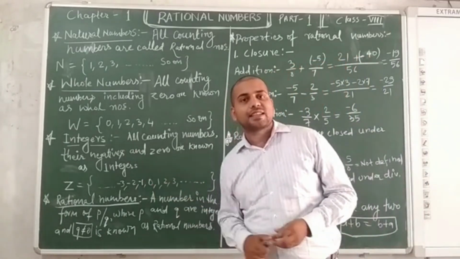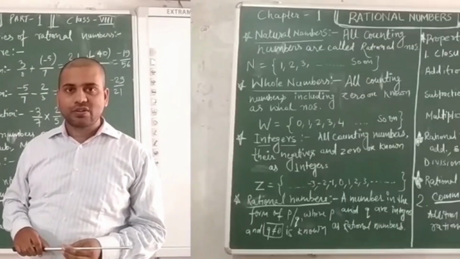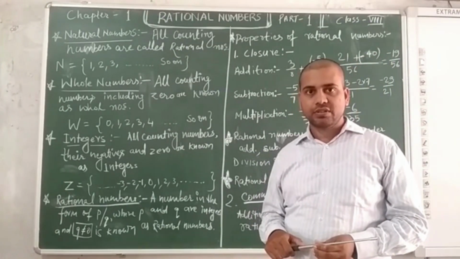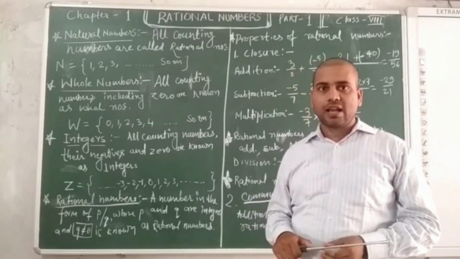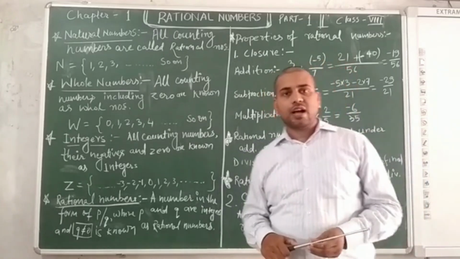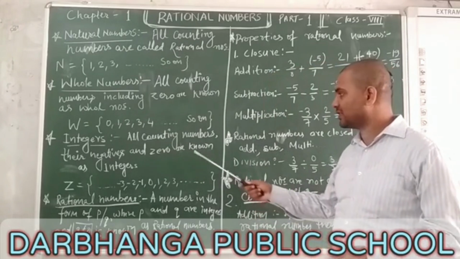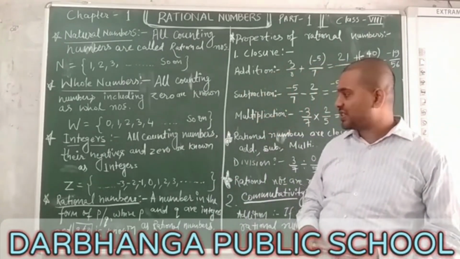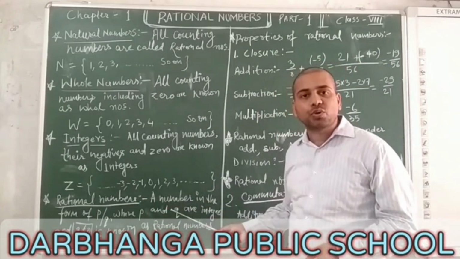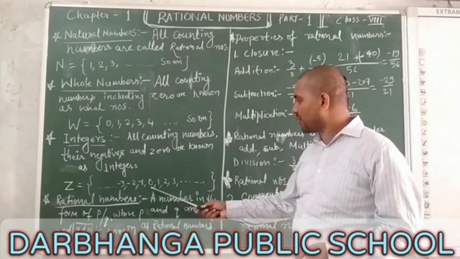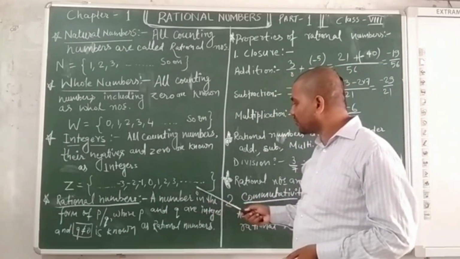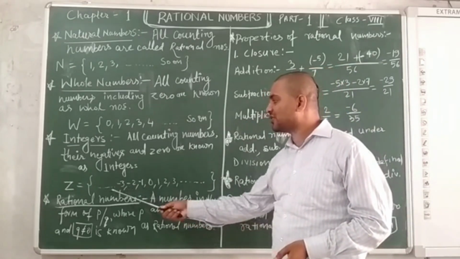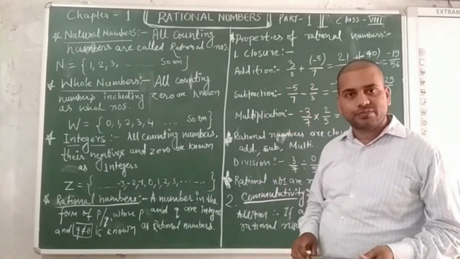Our next topic is integers. What are integers? All counting numbers, their negatives and 0 are known as integers, and it is represented by capital Z. The set of numbers is 0, 1, 2, 3, 4 and so on, and on the negative side also -1, -2, -3 and so on.